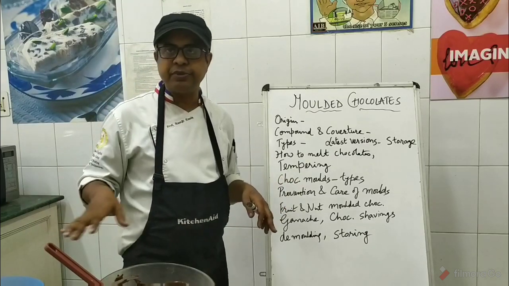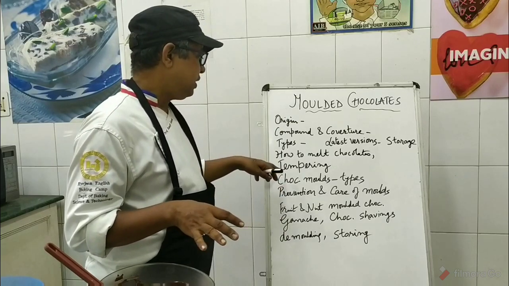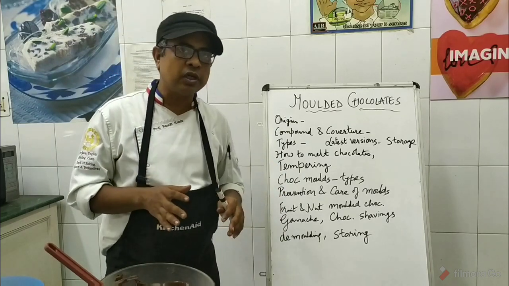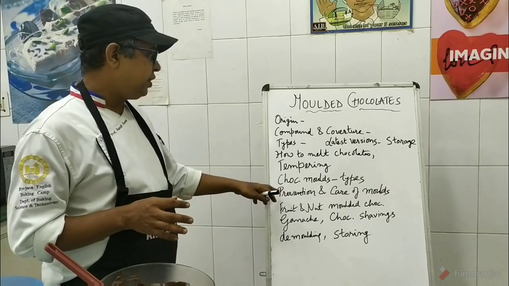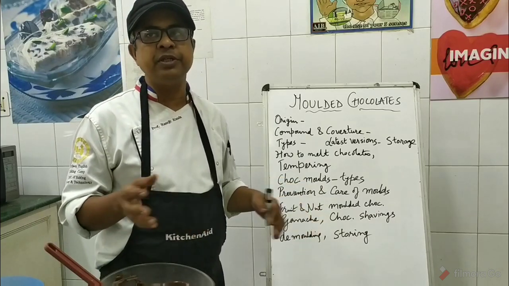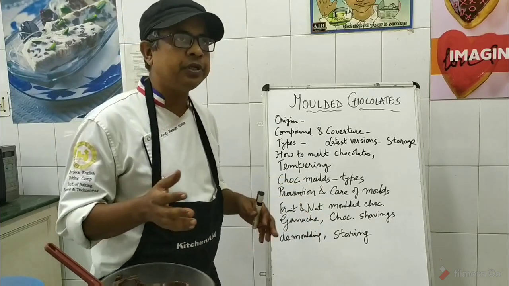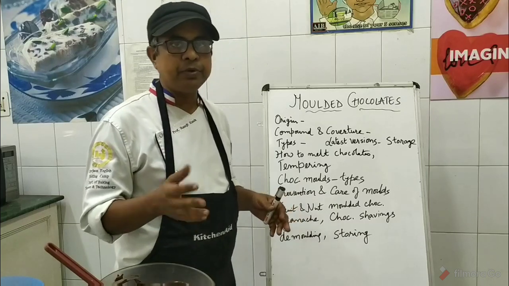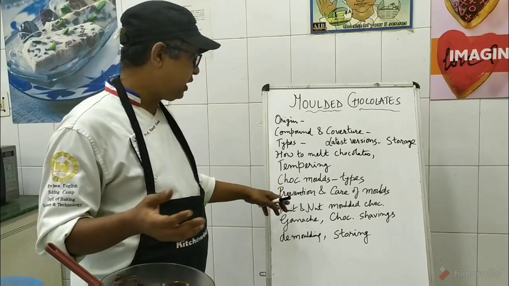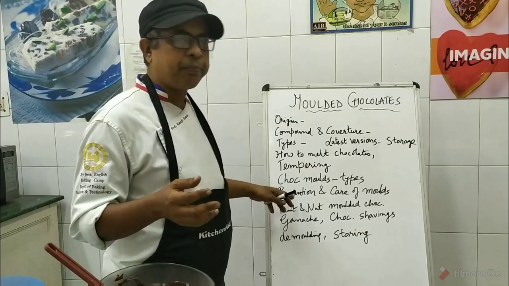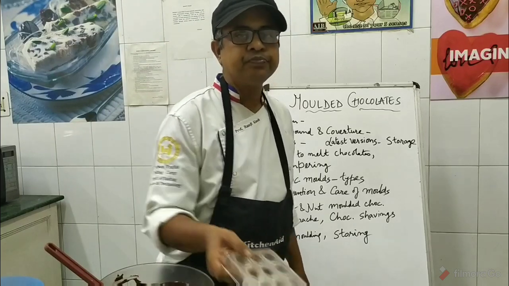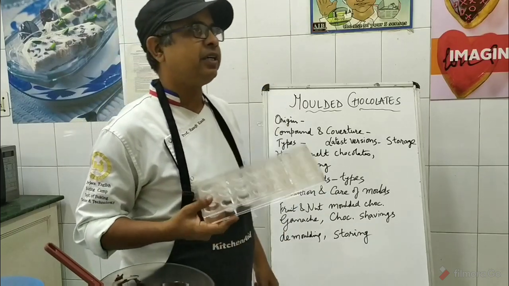I have made a lot of preparations out here. Then tempering. Tempering is one word which is so much associated with chocolates, and we will try to understand that. After that we'll have chocolate molds and the types of chocolate molds, the silicone type or the use-and-throw type, and the plastic or polycarbonate types. Then we will understand the care of the molds. These are the polycarbonate molds, and we will see how to take care of them.